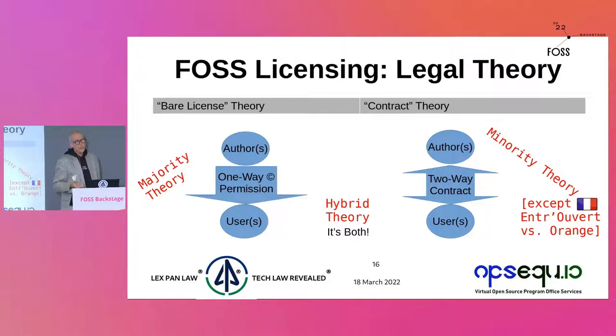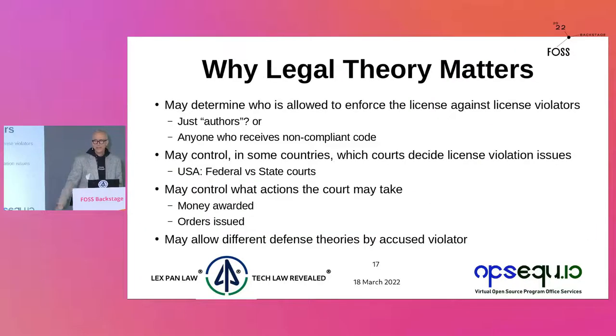Now, the majority view of most open source lawyers is that it's a bare license theory. So it's a copyright permission that goes one way to the user. The contract theory generally is not adhered to by a lot of lawyers. There is a case in France where this theory was actually validated. So that's one little difference between a lot of the other countries. There's also another theory that says actually both of these ways of looking at open source licenses could work. You could use either of these theories if you ever went to court and tried to enforce a license. That has never come up, but it may at some point in the future.